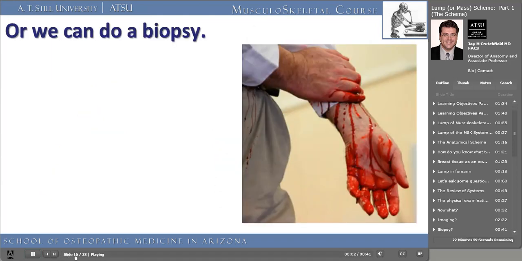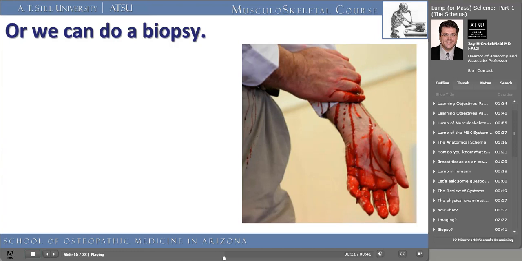If we've already obtained imaging and we still don't have a clear diagnosis, our intuition doesn't lead us to a diagnosis, and the patient's history, review of systems, and physical exam lead us astray, we might consider obtaining different types of imaging or even a biopsy.